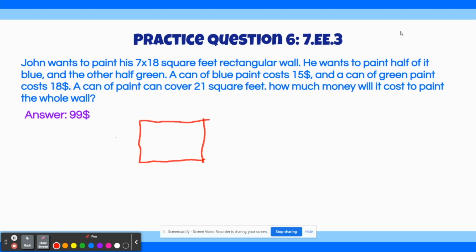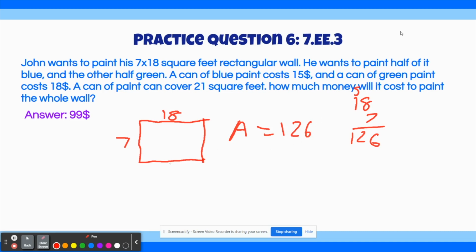Pretty rough diagram, and we have 7 by 18. So we can start off by finding the total area of the wall. To find that, we can just do 7 times 18. 8 times 7 is 56, and the 5. 1 times 7 is 7. So we get 126. So the total area is 126 square feet.